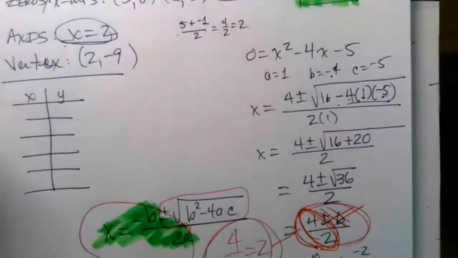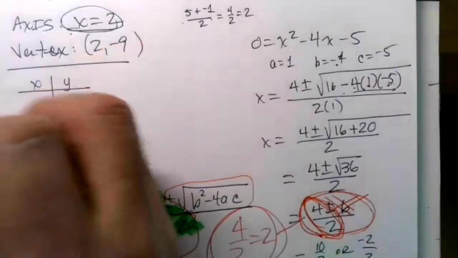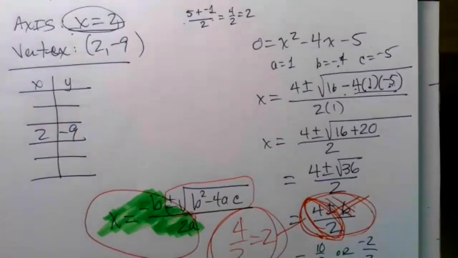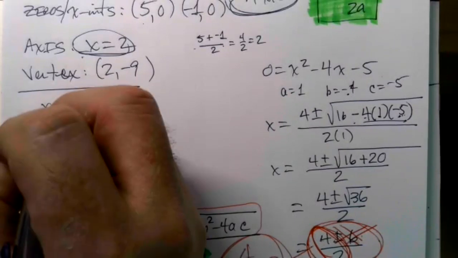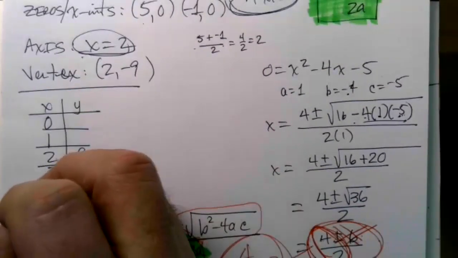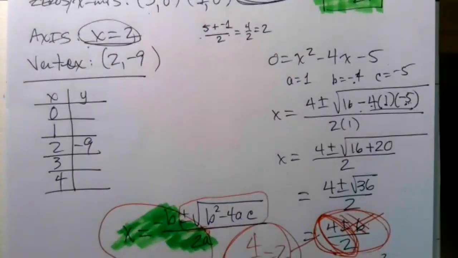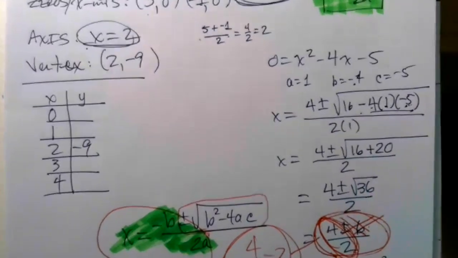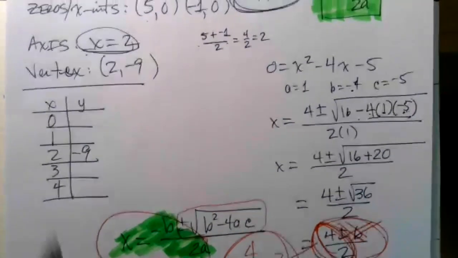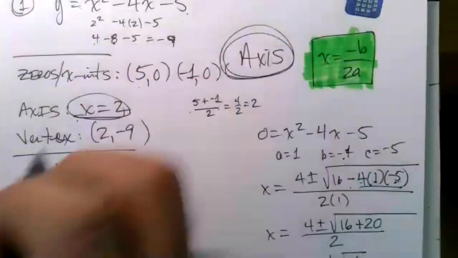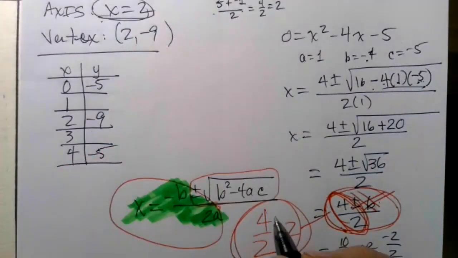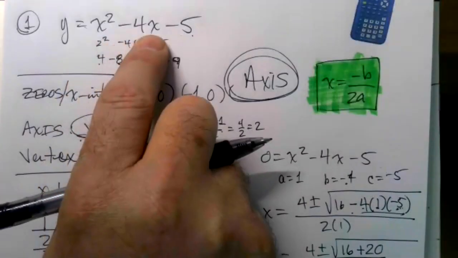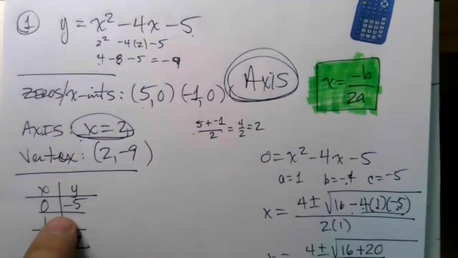So what that means is we can use 2, negative 9 as a middle point, and then we can go to the left and go to the right, and we can make our 5 points. Okay, so this would get us what we need. So I can just throw 0 in here, negative 5, and because of symmetry, I know this is negative 5 also. Okay, 0 squared minus 4 times 0 minus 5 is negative 5. That's how I got the y-intercept.